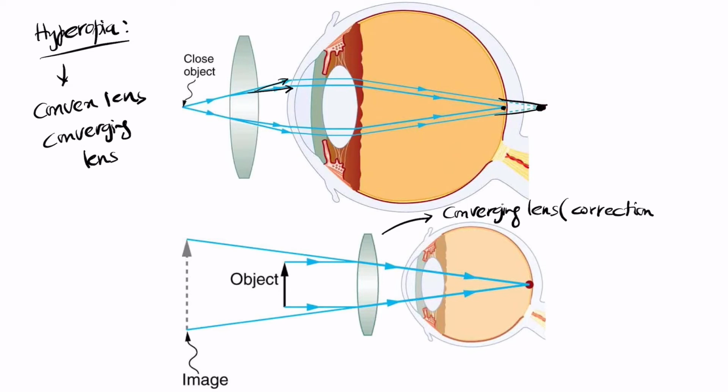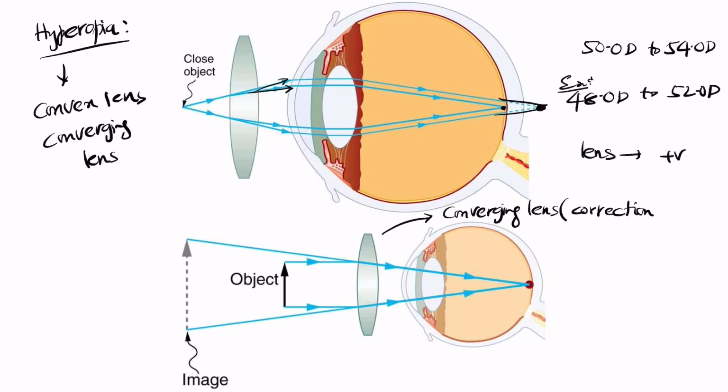So in this case, if the general power is 50D to 54D, the person might have, for example, 48D to 52D. So this is an example. Remember that I am not saying exactly, which means that here we have to prescribe a lens that has a positive power. The power ranges from 0.5D to plus 5.5D sometimes. So these are the cases that we generally see.